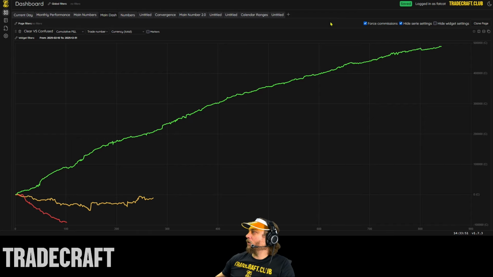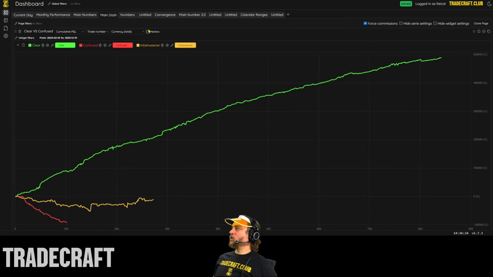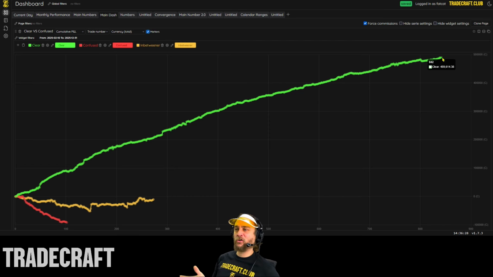Now, with this specific statistic, here are my clarity tags. This is the overall clear, confused, and in between tag here. So as we toggle on the markers here, we can see that when I've been clear, I've taken 842 trades that have accounted for $489,000. When I'm in between clarity and confusion, there have been 273 trades, minus $10,000. And then when I'm absolutely confused, it's cost me $91,000 at a 102 trade sample size.